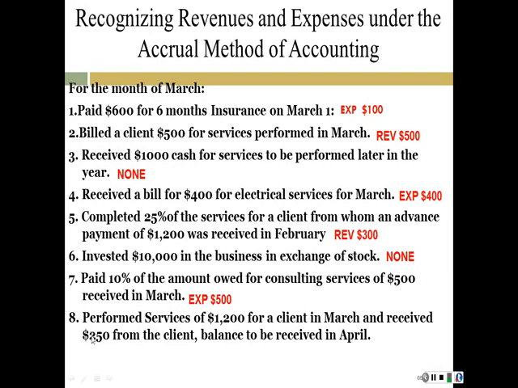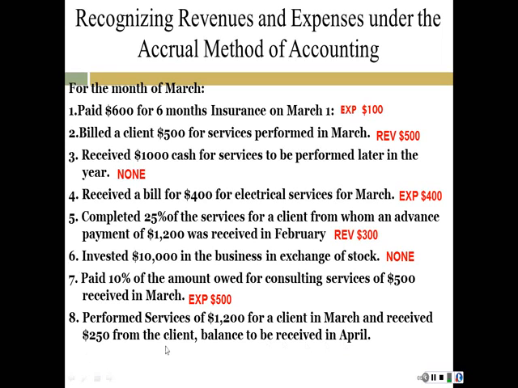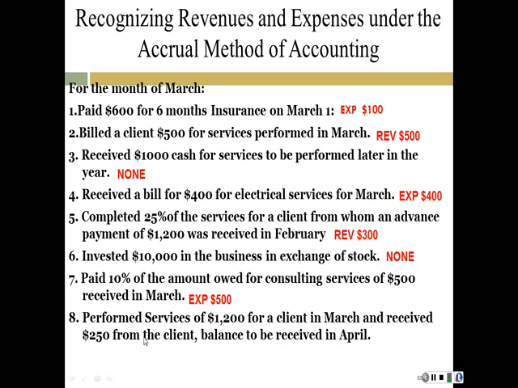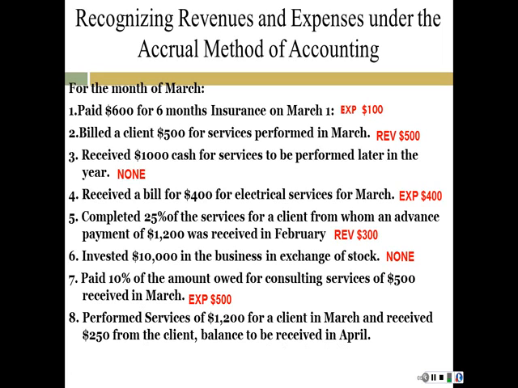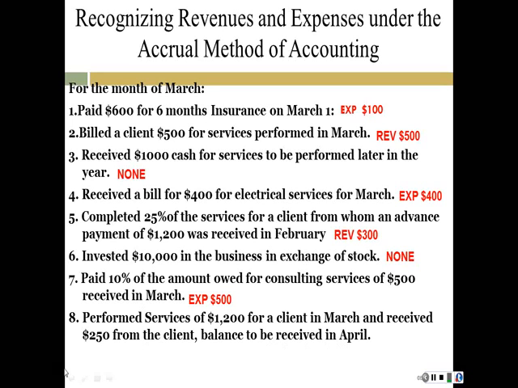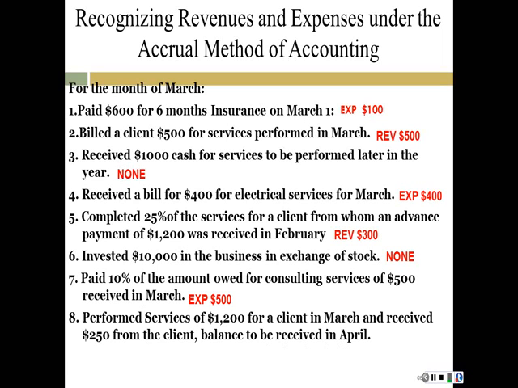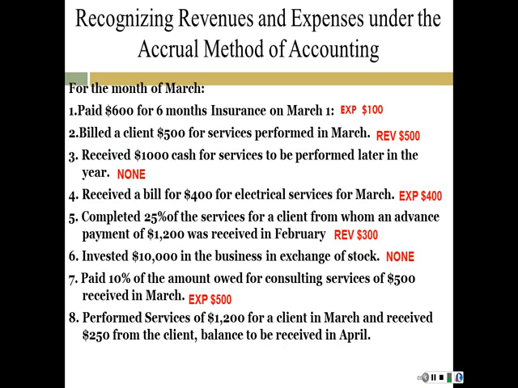Item 8, performed services of $1,200 for a client in March and received $250 from the client, balance to be received in April. So this is kind of the opposite of 7. Here we provided services worth $1,200 and we got $250 from the client. How much of a revenue should we record? $250 or $1,200? Here we ask ourselves the question, how much was the value of the benefit we provided? And the value of the benefit we provided was $1,200. So yes, we get to record revenues of $1,200.